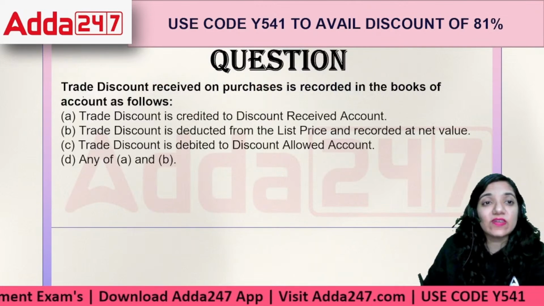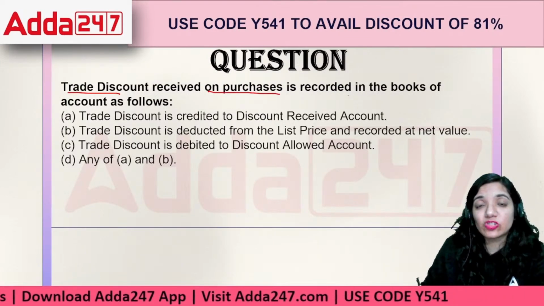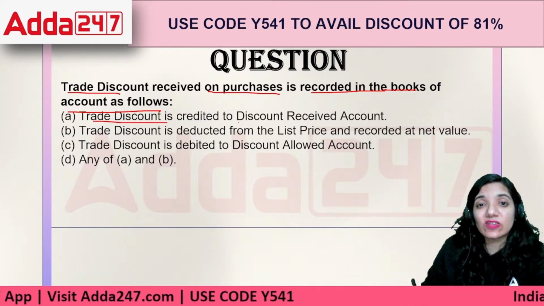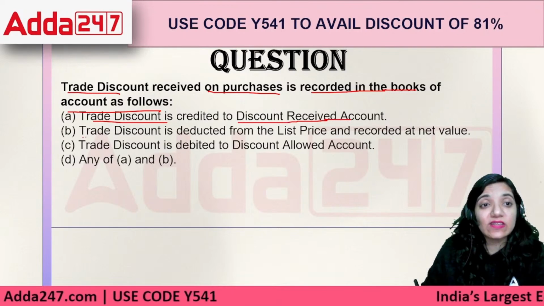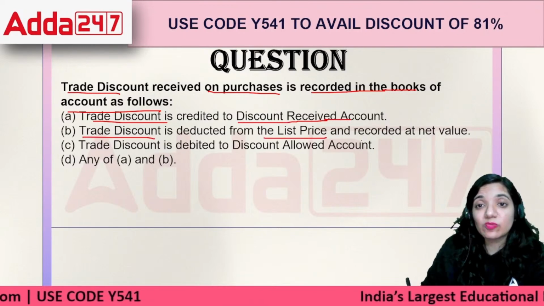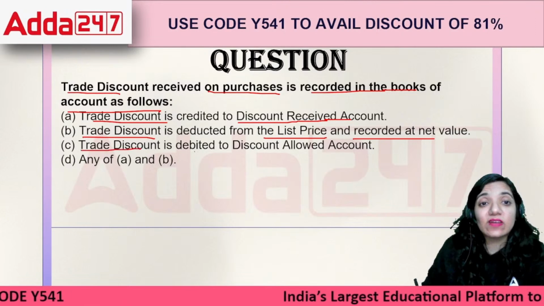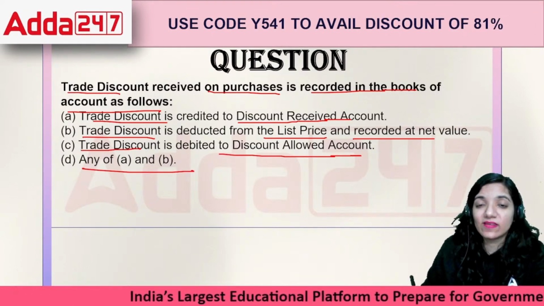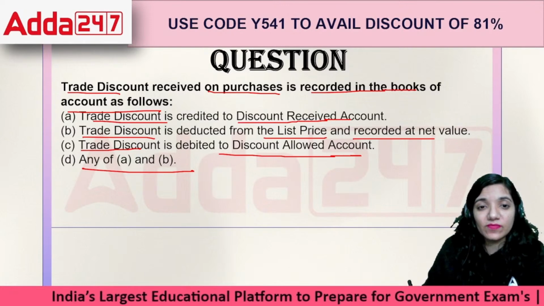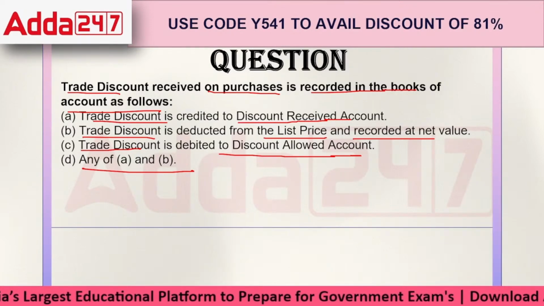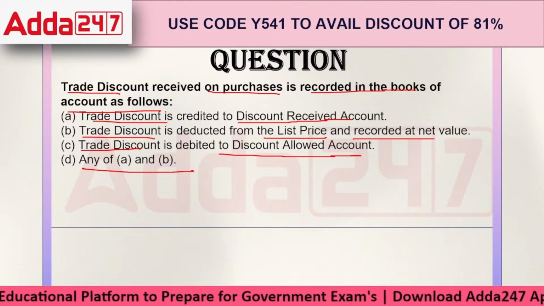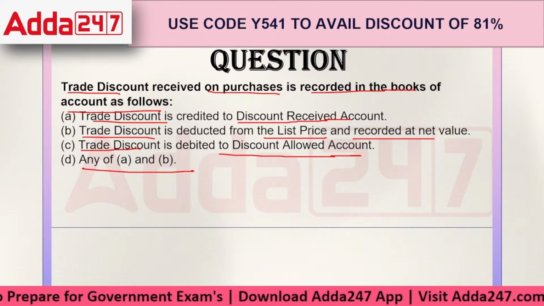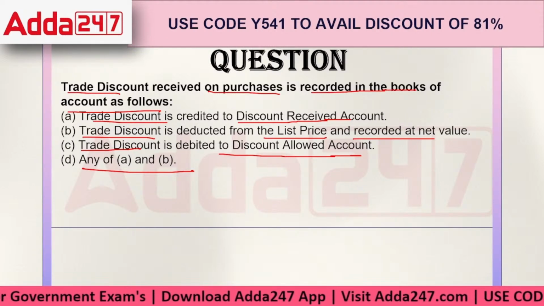Next question. The trade discount received on purchases is recorded in the books of accounts as follows. Trade discount is credited to discount received account. Trade discount is deducted from the list price and recorded at net value. Trade discount is debited to discount allowed, or any of A and B. When we receive a trade discount, what will happen?